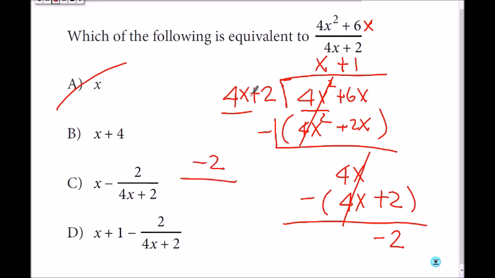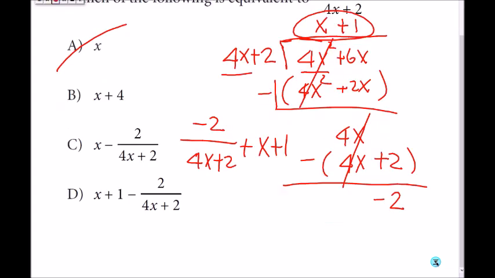Whatever you divide by, you put in the denominator, and you add it to whatever you get on top, x plus 1, the whole number, if it was just the numbers. So you have it here, right? x plus 1 minus 2 over 4x plus 2, D.